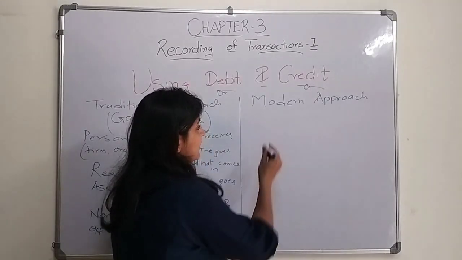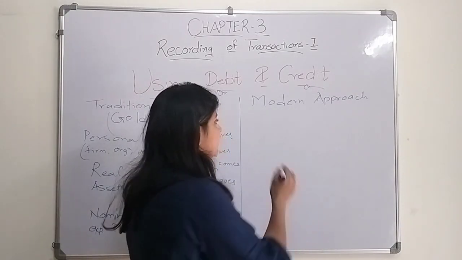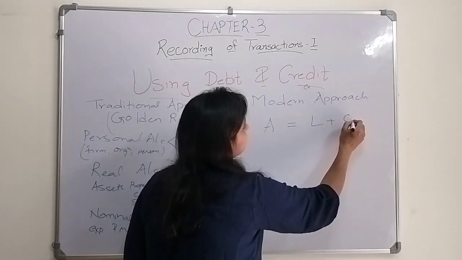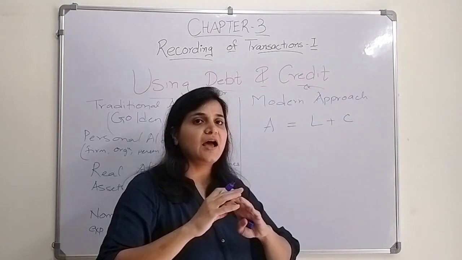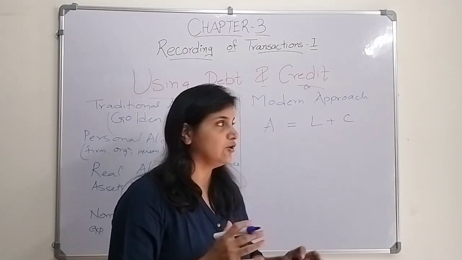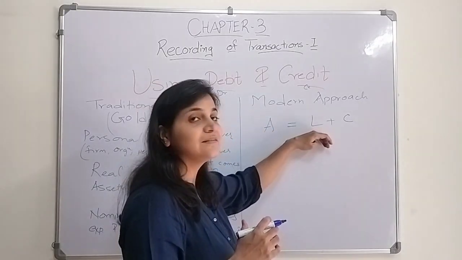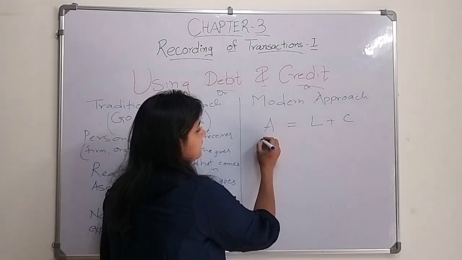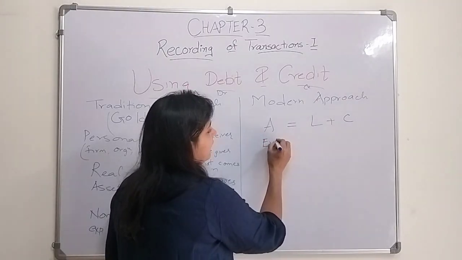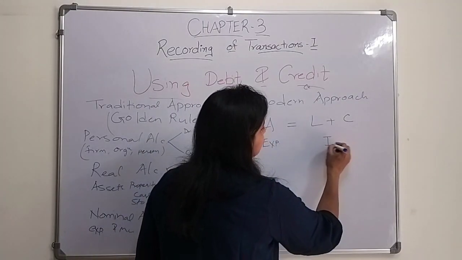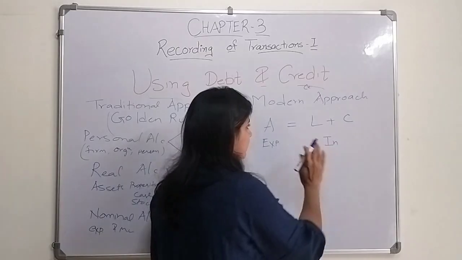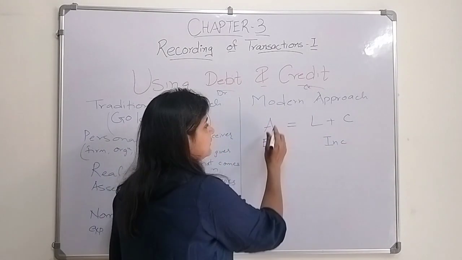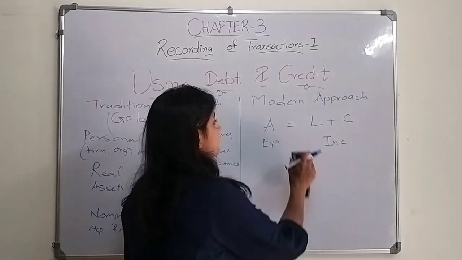Anything like when we study the accounting equation, what we say, assets equals liabilities plus capital. So there are 5 things that we are going to deal with. One is assets, one is liability, one is capital, and the others are expenses and incomes. Expenses is not equal to income. This is just to let you know that these are the 5 terms that you are going to deal with.